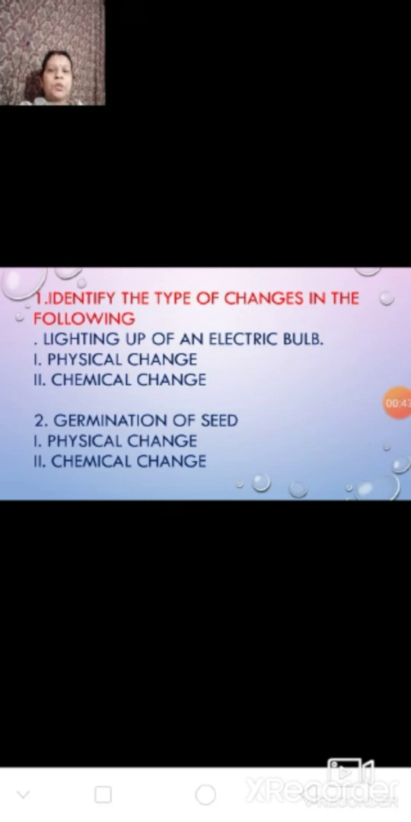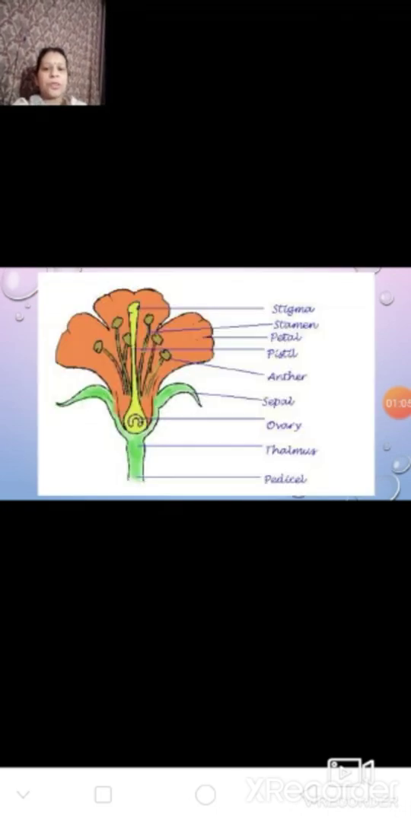I hope, children, you all remember. Physical changes are temporary changes, whereas your chemical changes are permanent changes. In a physical change, no new substance is formed, whereas in a chemical change, entirely a new substance is formed. So, keeping these points in mind, you can just start with it.